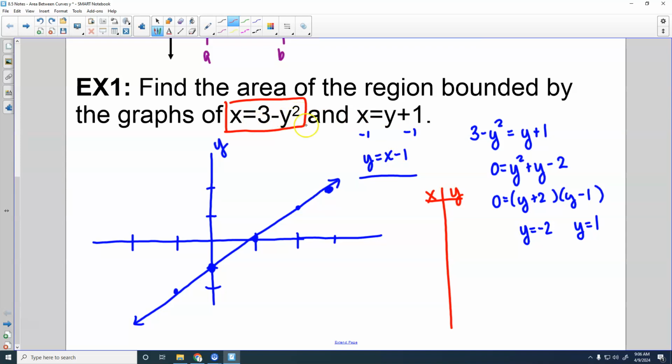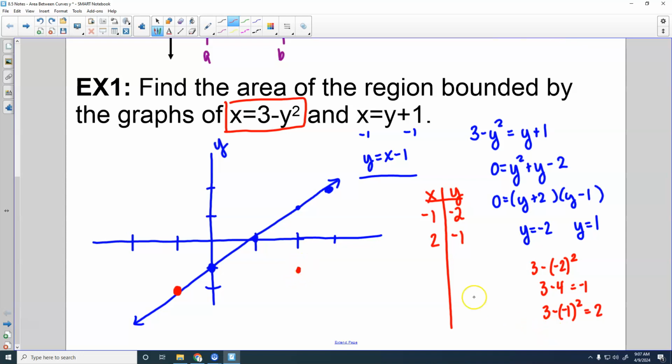So I know my y's need to go from -2 to +1. If I do -2, 3 minus -2 squared is going to be 3 minus 4, which will give me -1. So I've got the point -1, -2, which is right here. Then if I plug in -1, 3 minus -1 squared is just 3 minus 1, which is 2. So I've got 2, -1, that's right here.